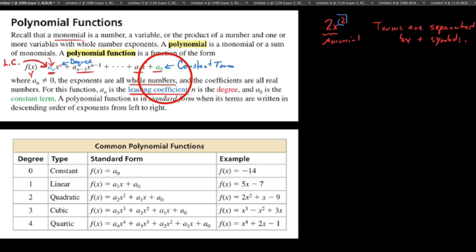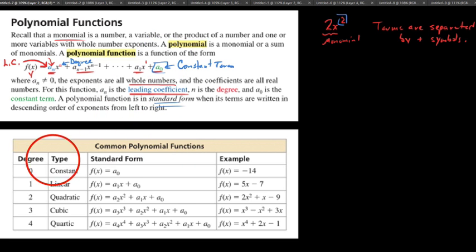And it also has graphical implications as well. But we'd say that a polynomial function is in standard form when its terms are written in descending order of exponents from left to right. So we always put the highest degree term in the front. That'll tell us the degree and the leading coefficient, and then the constant should always be in the back if you have a constant term.